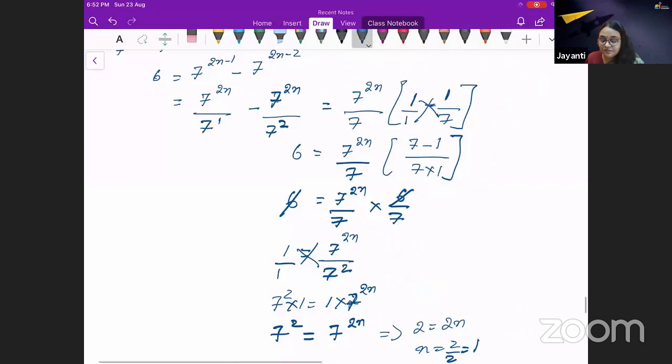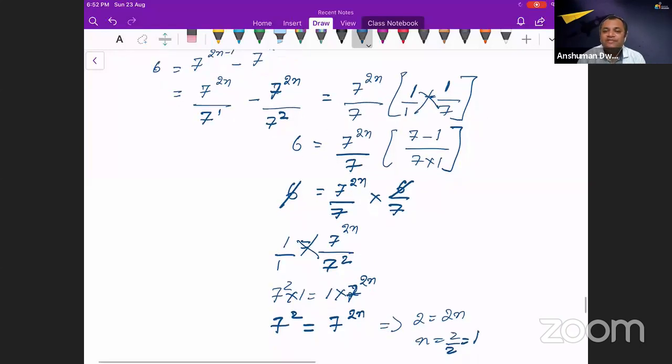Right? So this was a slightly lengthier question. It was not a difficult question. It was a lengthy question where we had to apply the rules. I hope you would have understood that and you would have copied all these steps which Jayanti ma'am has done.